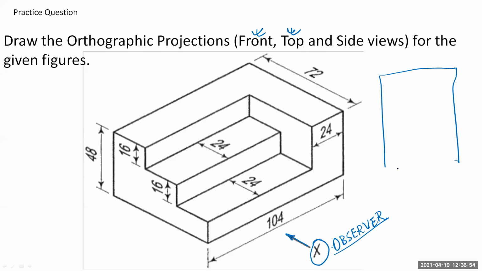First, you have to draw one A4 size rectangle, then you have to draw one reference line XY. Since this is the first angle projection method, the front view will come above your reference line, and the top view will come below your reference line. So here you have to start with your front view, and here you have to draw your top view. I will give you 5 minutes, and then I will check how you are able to draw. All of you, start drawing.